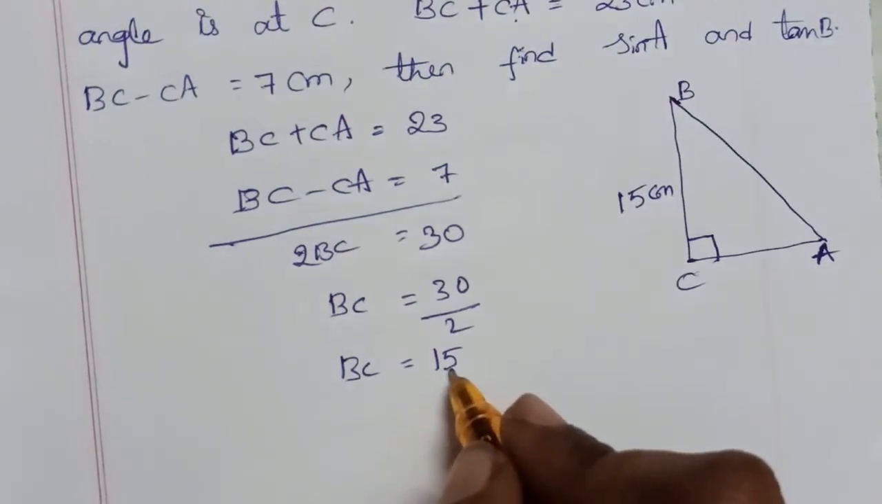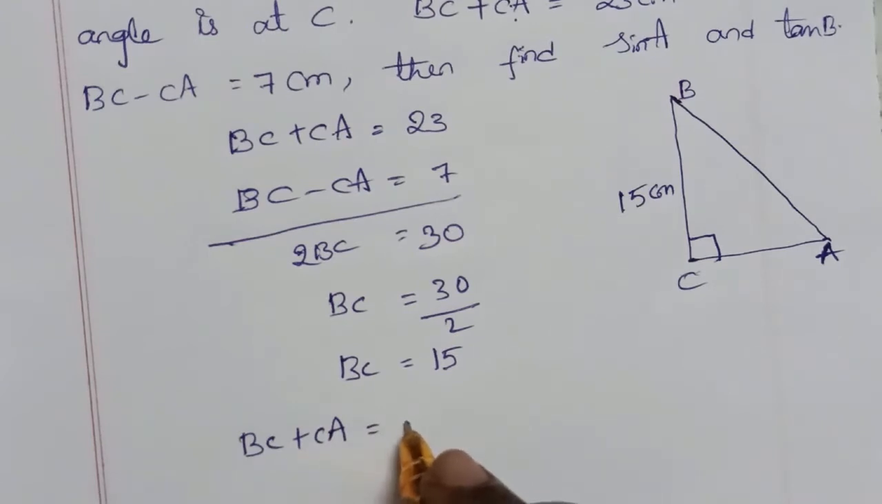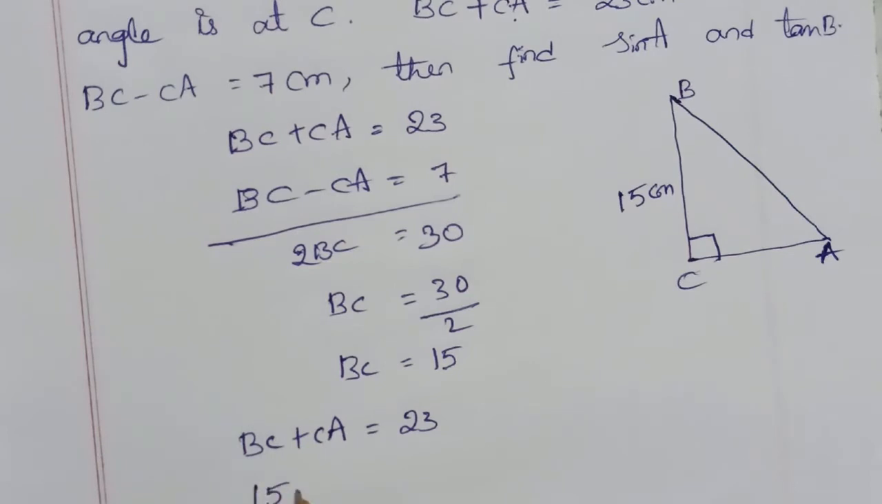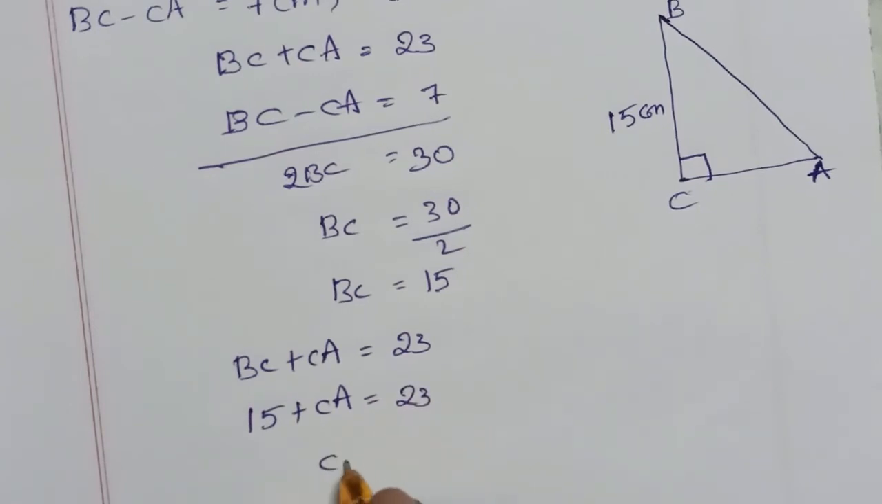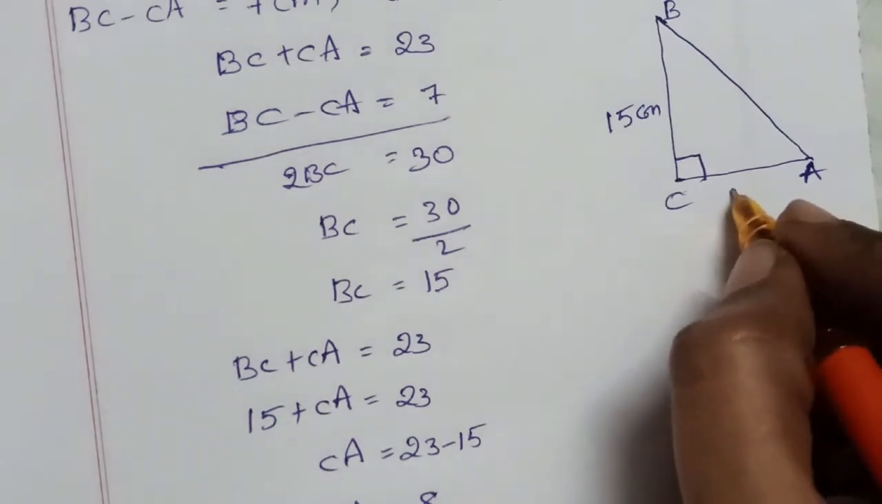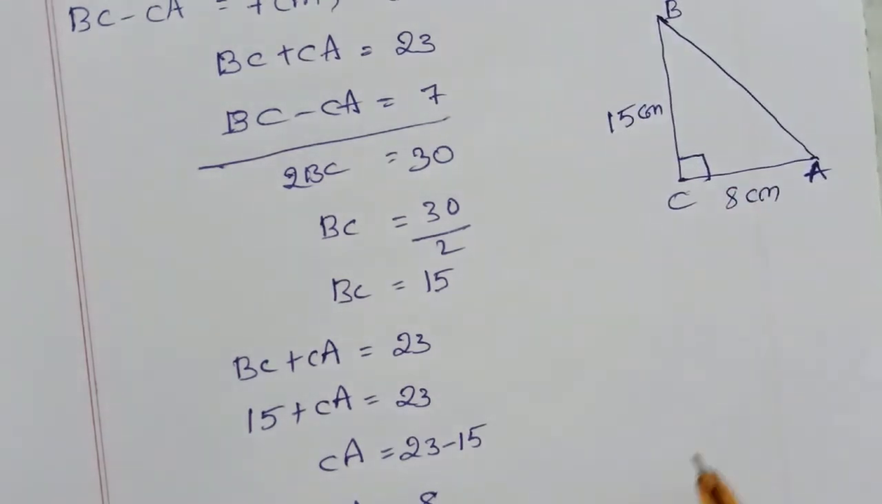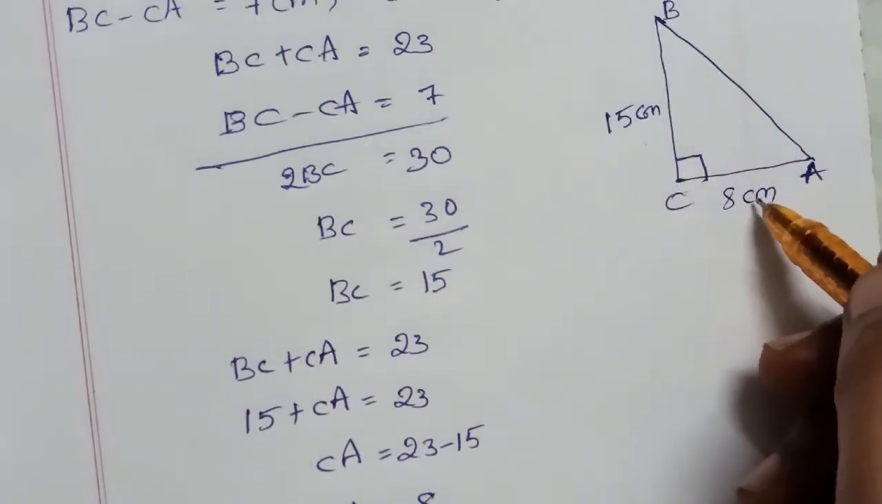Substitute BC equal to 15 in this equation. BC plus CA is equal to 23. BC value is 15. 15 plus CA is equal to 23. CA is equal to 23 minus 15. CA is equal to 8. The value of CA is 8 centimeters. Therefore, length of BC is 15 centimeters and length of AC is 8 centimeters.